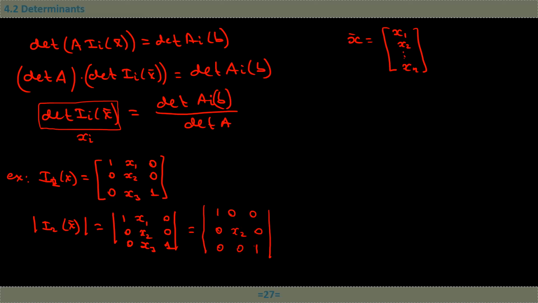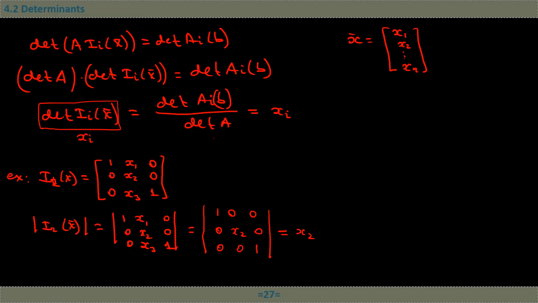What is it? It's just a diagonal matrix. So its determinant equals the product of the entries in the main diagonal, which is equal to x2. So if it is x1, I mean I1, we will get the same thing here. So that's why this determinant of I_X is equal to x_i. So this gives us one component of the solution vector of this equation.